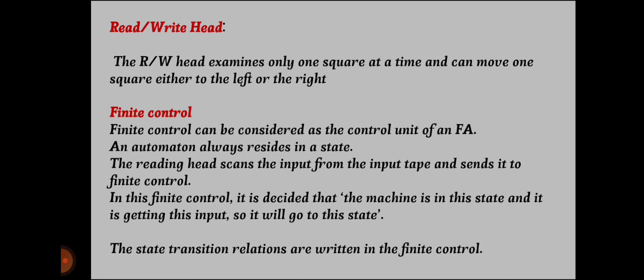Finite control. The finite control can be considered as the control unit of an FA. An automaton always resides in a state. The reading head scans the input from the input tape and sends it to the finite control. In this finite control, it is decided that the machine is in this state and getting this input, so it will go to this state. The state transitions or relations are written in the finite control.